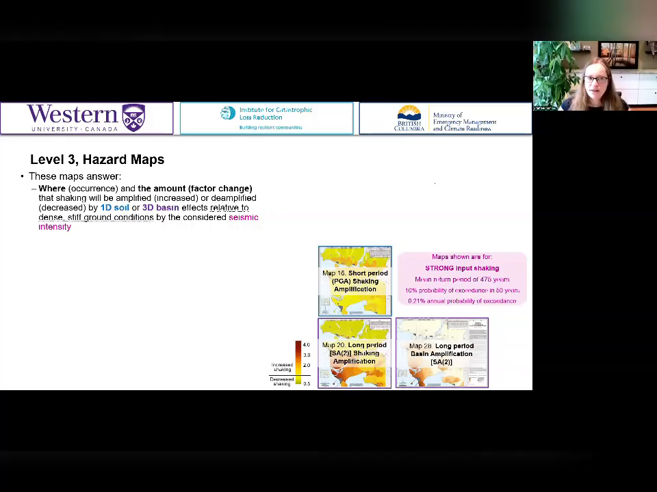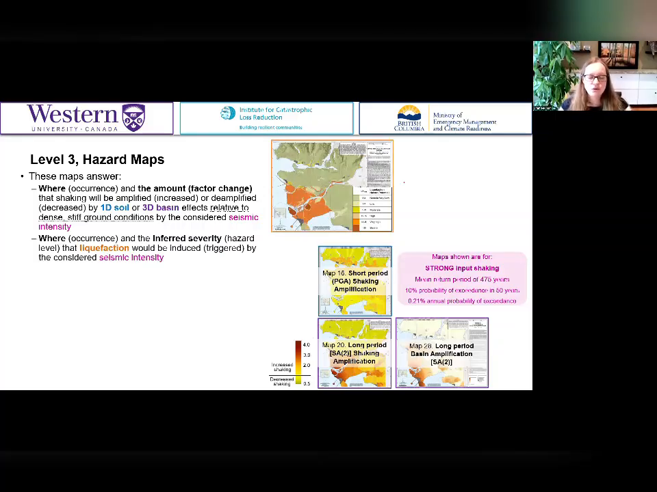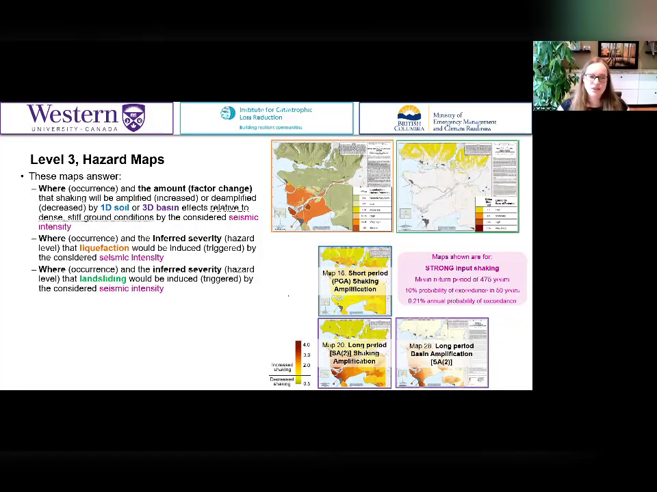So these level 3 hazard maps are telling us where and the amount of shaking that will be amplified, which we couldn't have answered before. We just knew it was susceptible to shaking amplification, but now we actually know how much, because now we have performed that seismic hazard analysis, considering that seismic intensity to tell us. And also we work on that in terms of liquefaction triggering and also landslide triggering. So we can say where and the inferred severity of these failures or hazards occurring related to the considered seismic intensity.